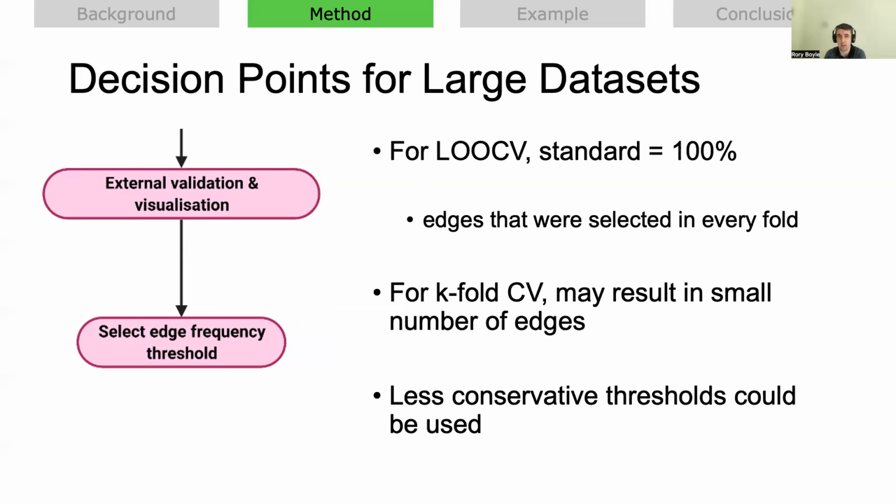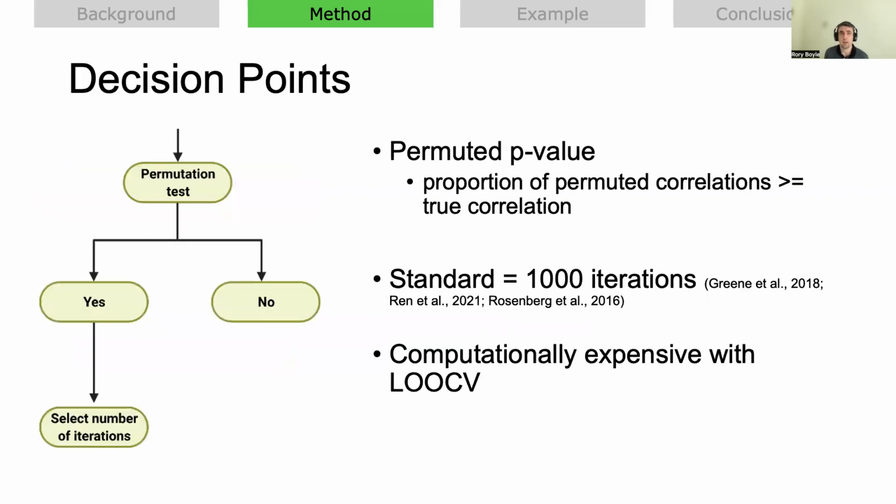For repeated k-fold or just k-fold cross-validation, this can sometimes result in a small number of edges, so you may be able to use less conservative thresholds if you wish. Again, if you're externally validating, this is fine.